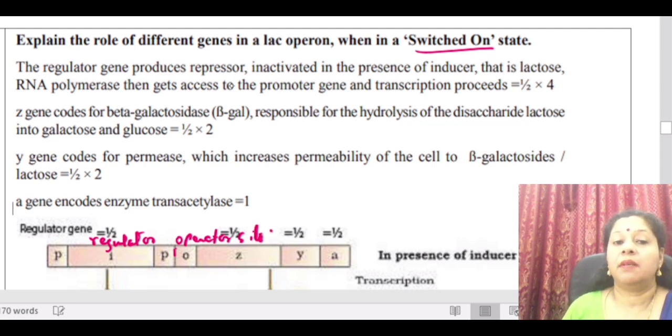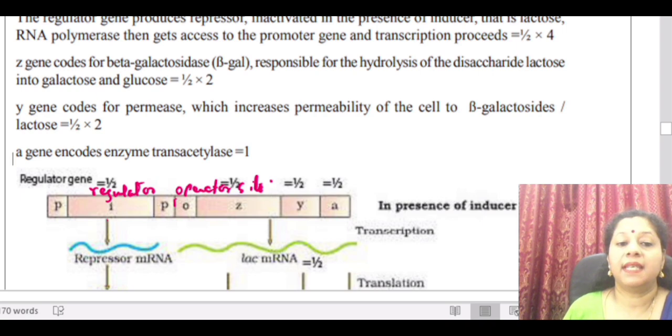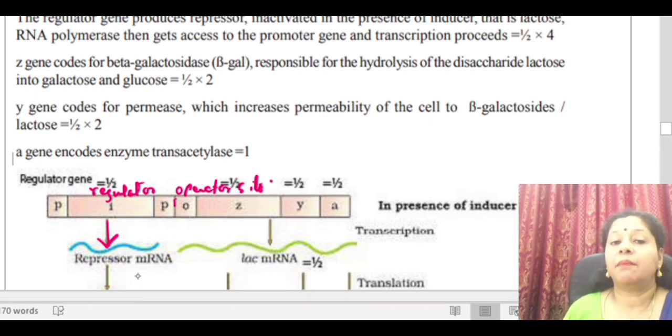So the regulator gene produces a repressor. You can see that from the I gene, by transcription, repressor mRNA is forming. That repressor mRNA will become a protein by translation. That protein is called a repressor protein, and it is inactivated in the presence of the inducer, that is lactose. Since lactose is present in the on state, the repressor protein is inactivated by the inducer. Inducer is nothing but the substrate, that is lactose here.